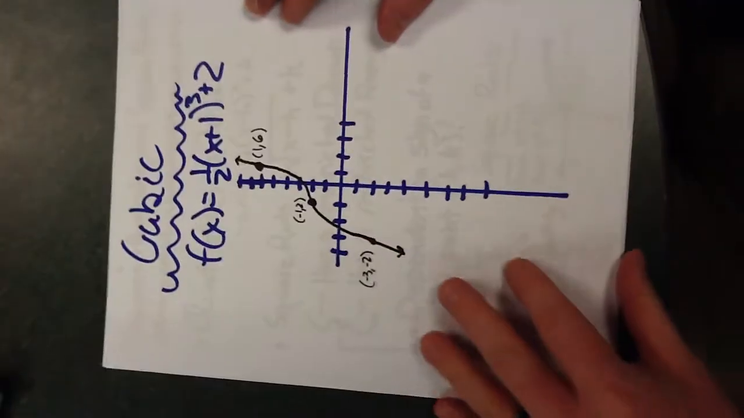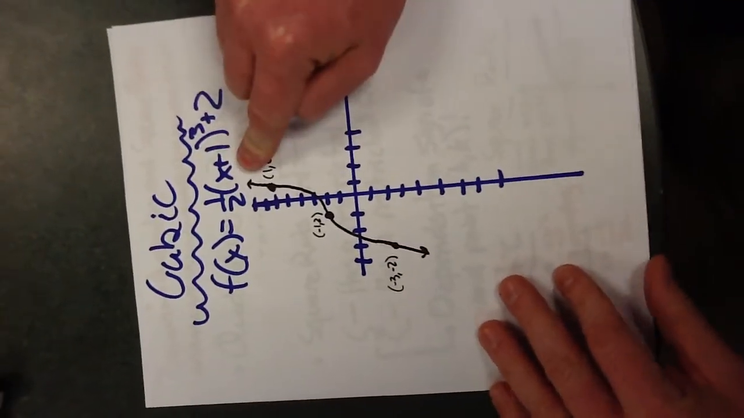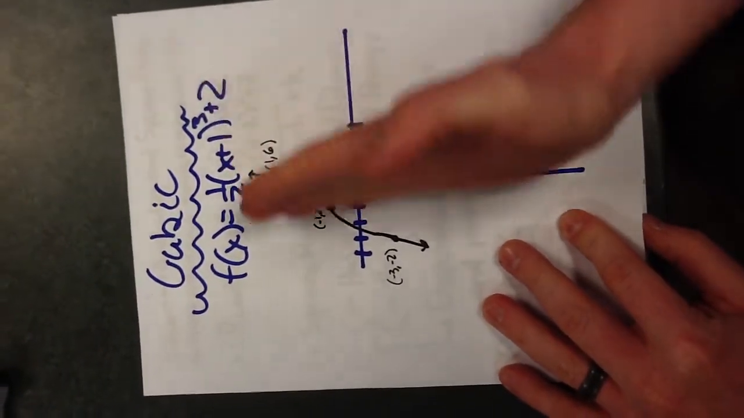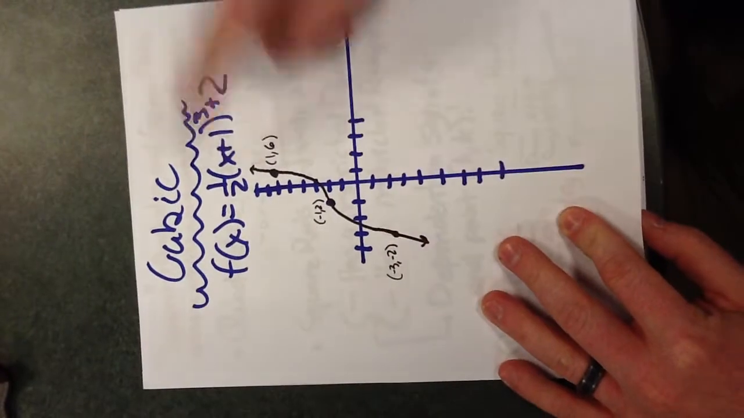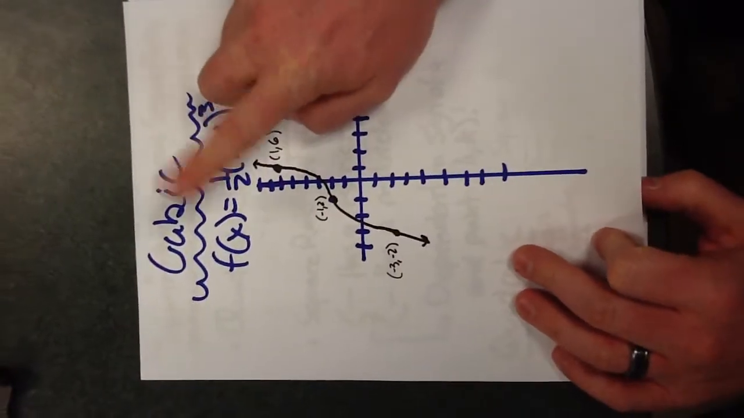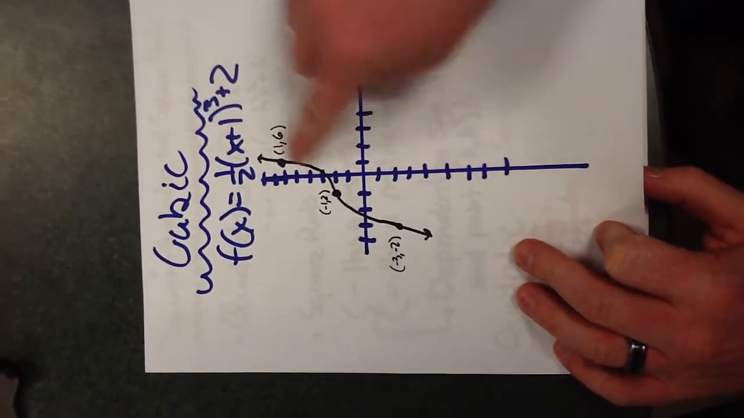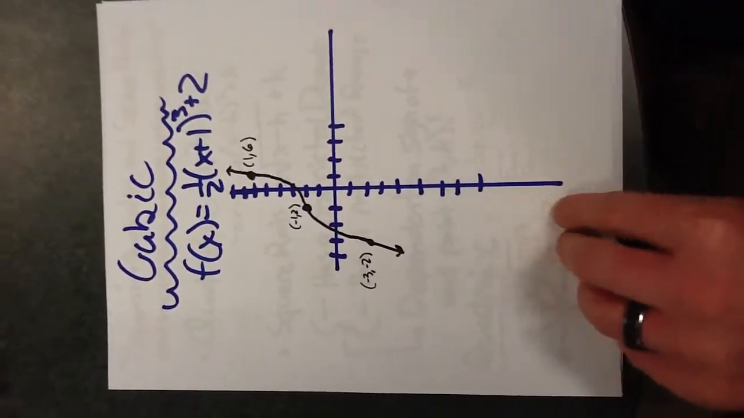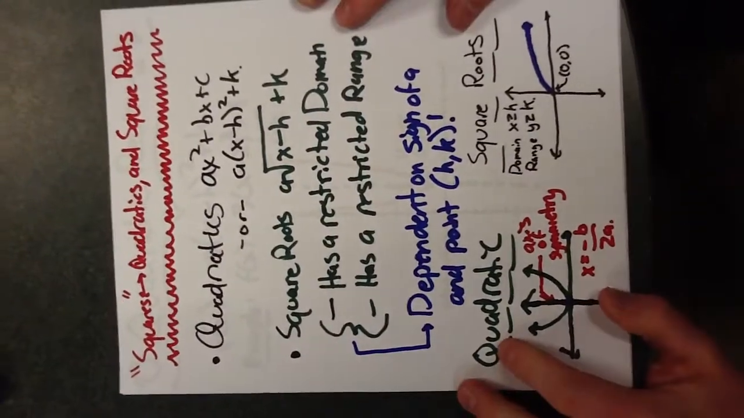Cubic function. We have 1/2 quantity x plus 1 cubed plus 2. So we move to the left 1, up 2. Connect the dots. And remember, since it's a half, it's going to be different than your normal one. How is it different? You need to make sure you know that.